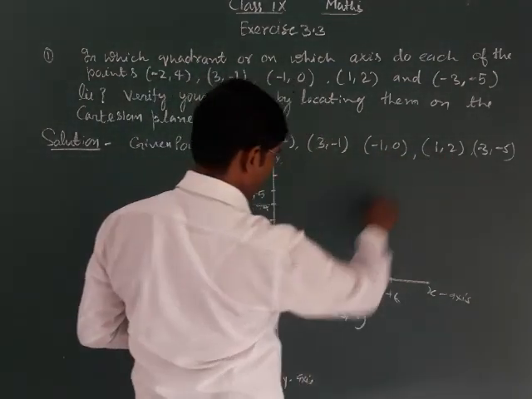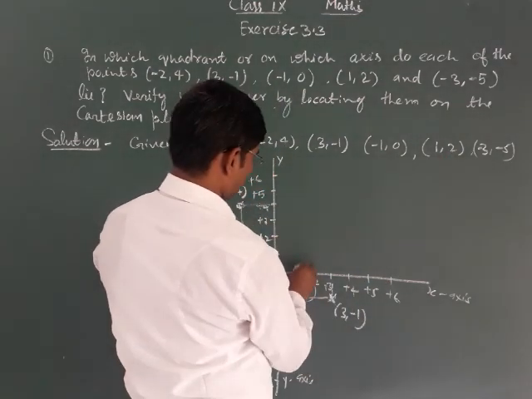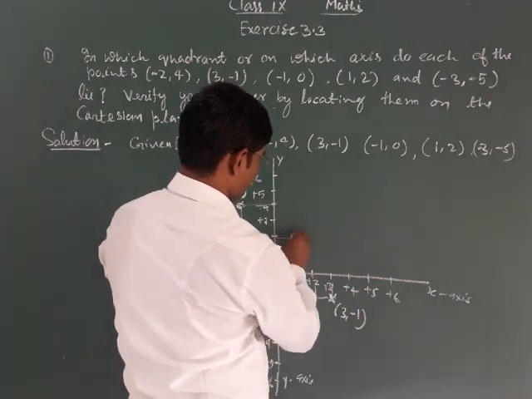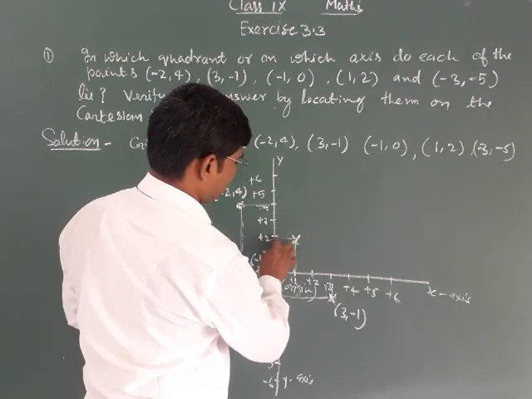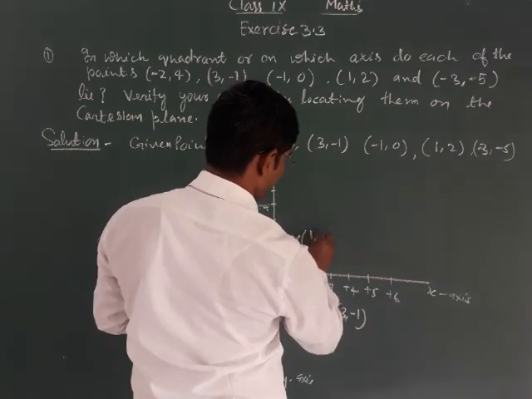Next, (1, 2): the 1 is positive and this is 2. So this is 1, this is 2: just 1 along and 2 above. So this is (1, 2).